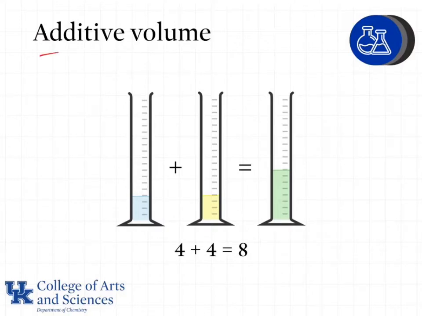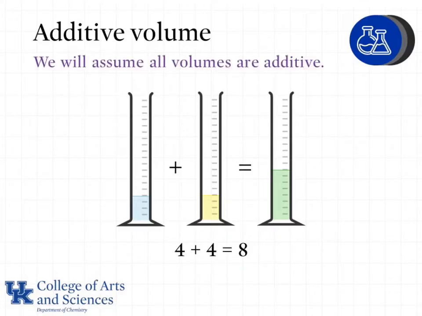We are going to make the assumption that we are always dealing with additive volumes. 4 milliliters of one solution plus 4 milliliters of another solution equals 8 milliliters total. In our problems, we will assume that all volumes are additive.